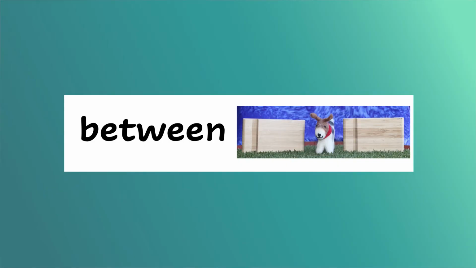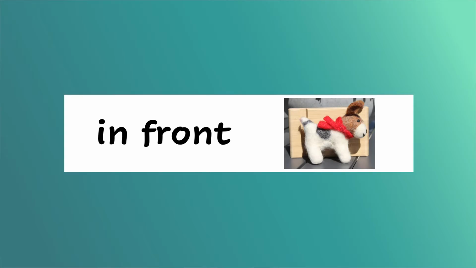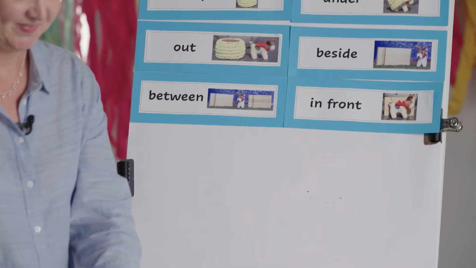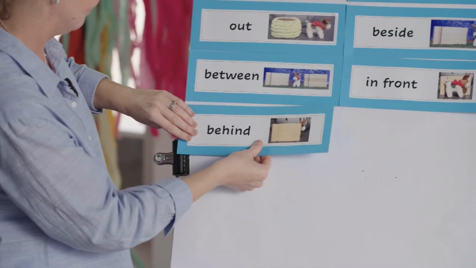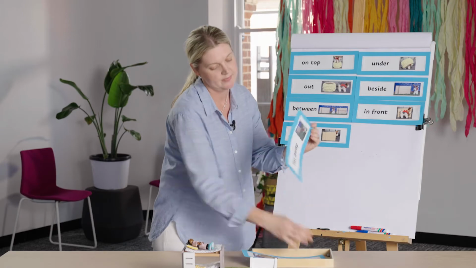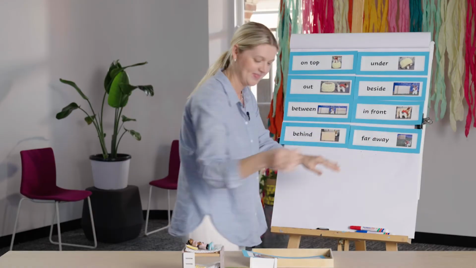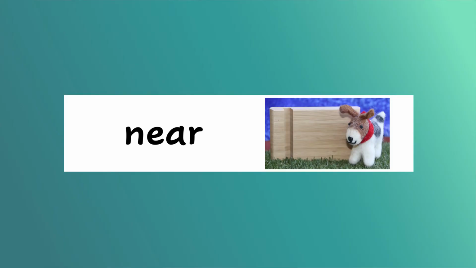Between. The dog is between the two blocks. In front. The dog is in front of the block. Behind. Here, the dog is behind the block. The next word is far away, because the dog is far away from the block. Oh, and the opposite to far away, the dog is near the block.